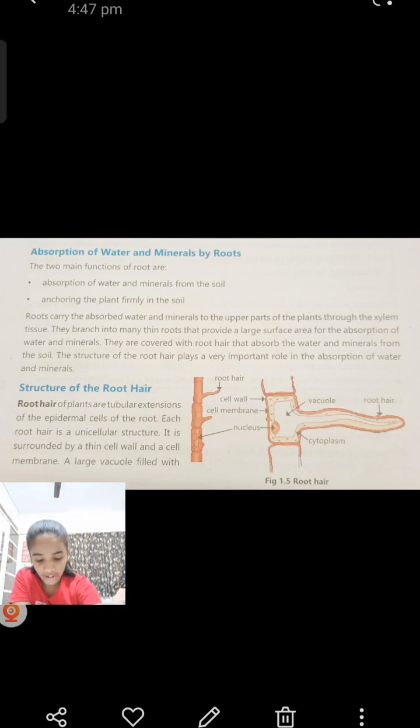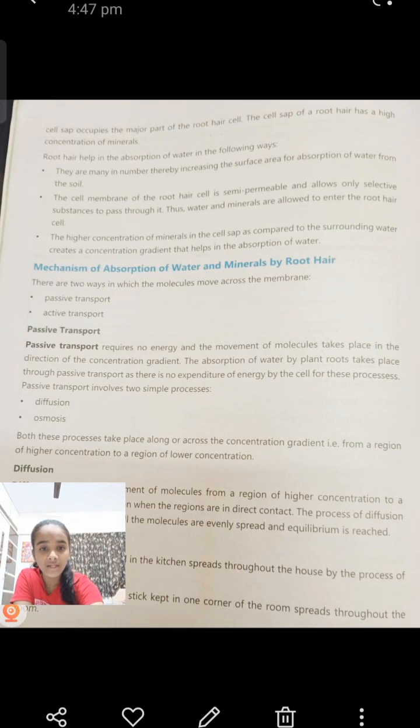Now let's see 47th question. What is the cell sap like? The answer is, a large vacuole filled with cell sap occupies the major part of the root hair cell. The cell sap of a root hair has a high concentration of minerals.